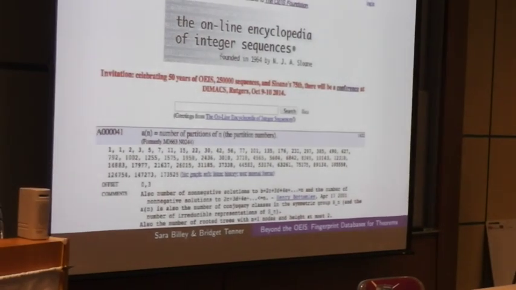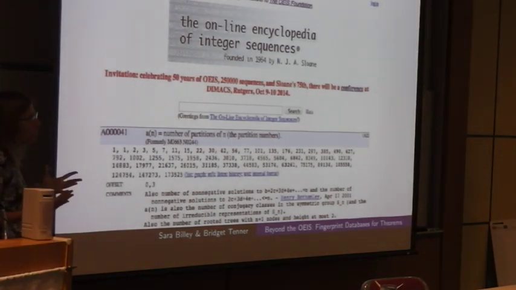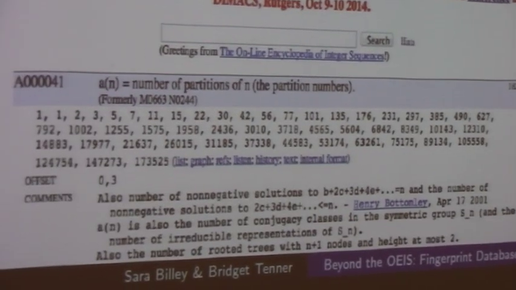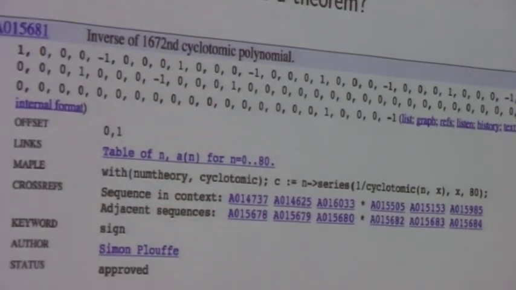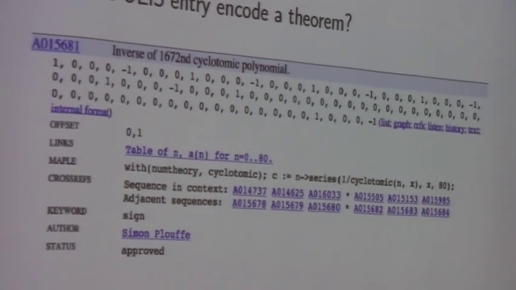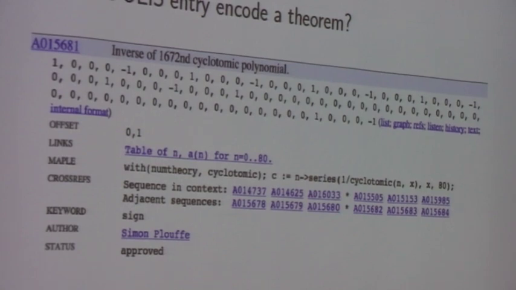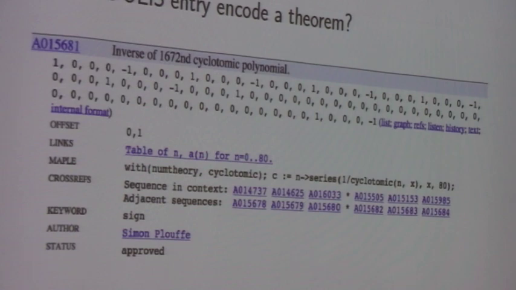Well, to explain this, think about the pages that you've seen. The one that Bridget's already shown is the number of partitions. I want to come back to that one because I think that one has lots of theorems in it. But here's an example of another entry in the OEIS. This is the inverse of the 1,672nd cyclotomic polynomial. Do you see a theorem in there? What's the theorem associated to this entry? It's a little void, this one. This one's a little bit of a shell. It's not that there's no theorem, we just don't know what it is yet.